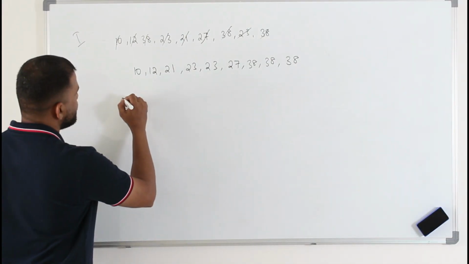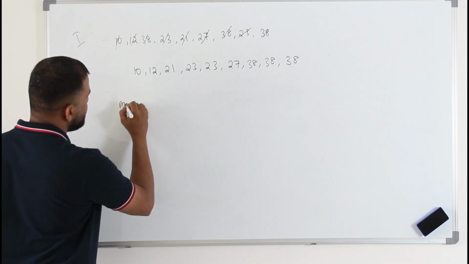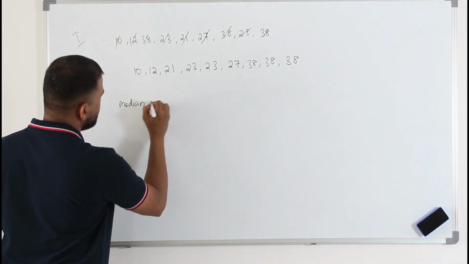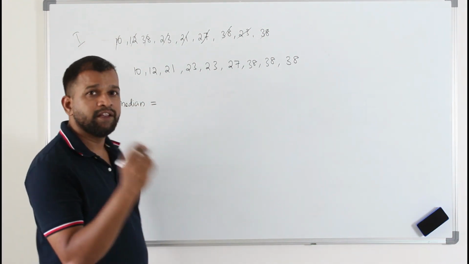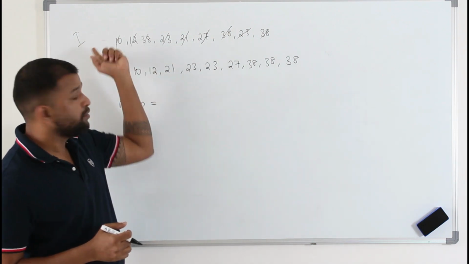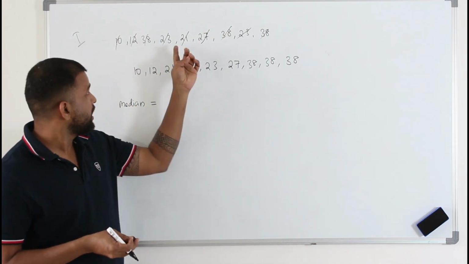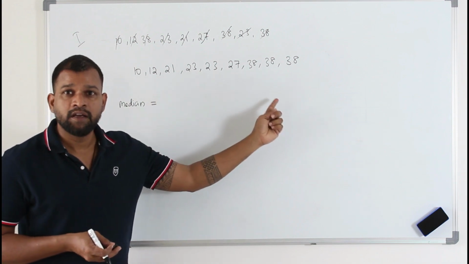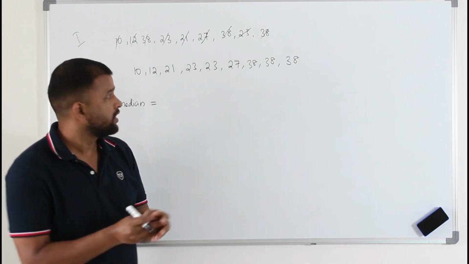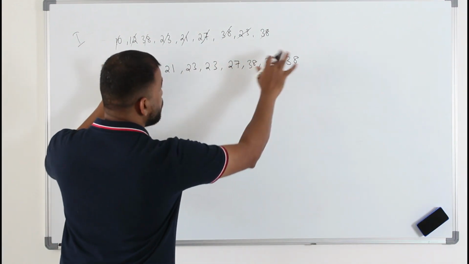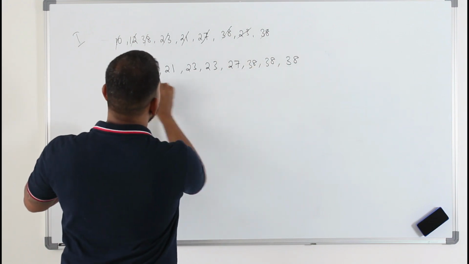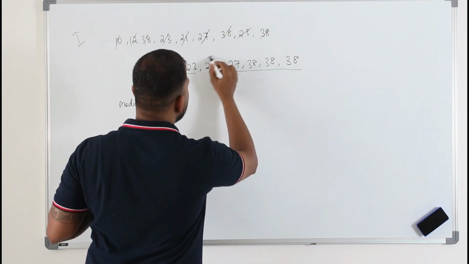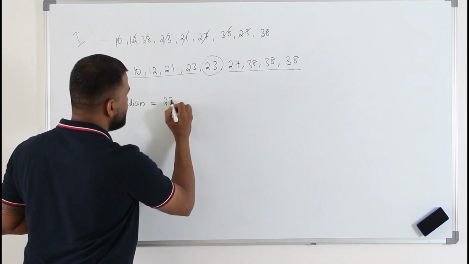Now the next thing is finding the median. To find the median for this type 1, it's very simple. Write the data in ascending order. Look for the middle number. In this case, you have a total of 9 numbers. So if you leave 4 and 4 here, the middle number is 23. That's the median.